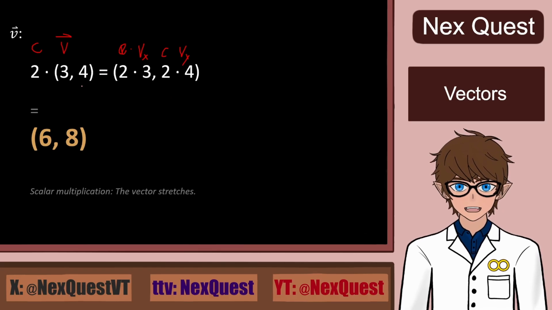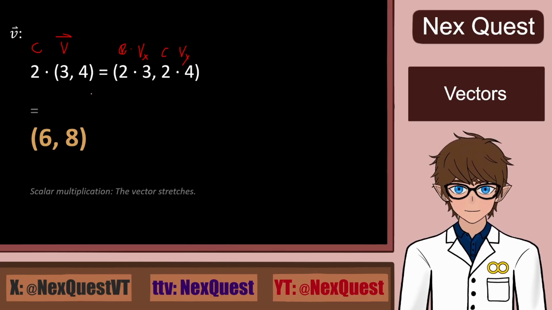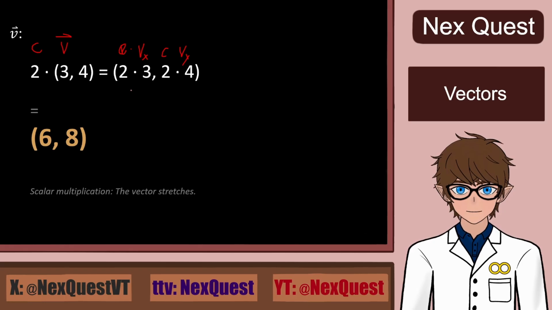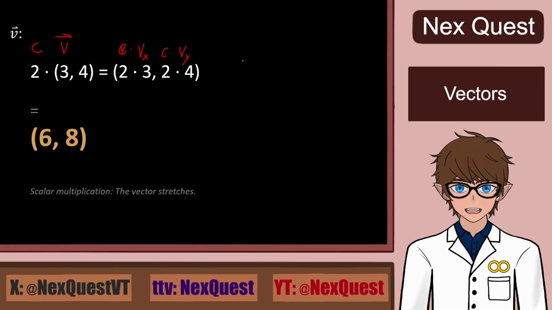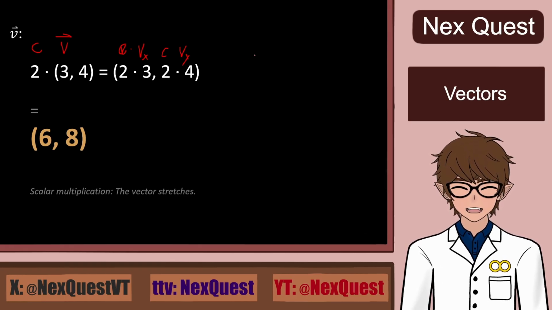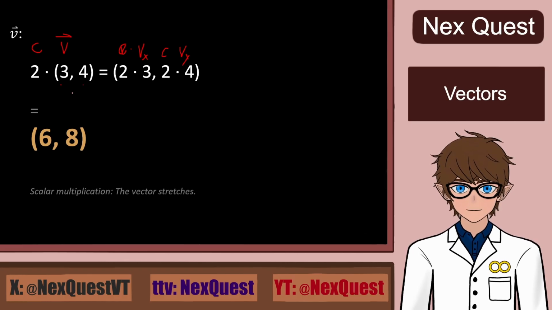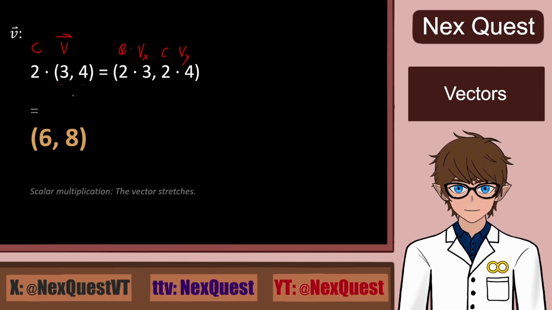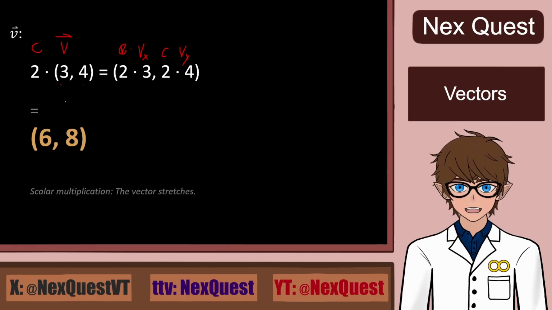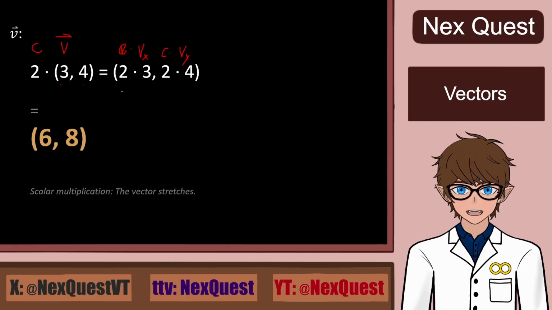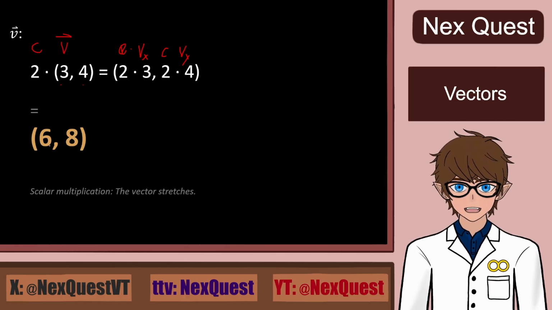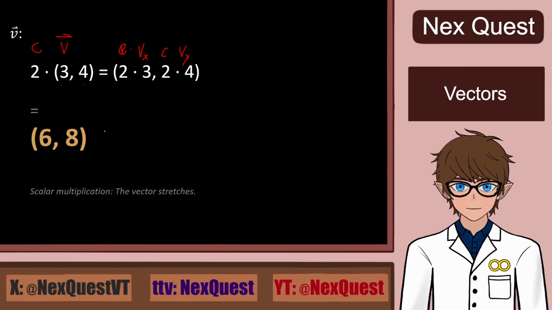Our original vector has coordinates 3, 4, meaning by the Pythagorean theorem, which is how we will determine the length, its magnitude is 5, because, well, 9 plus 16 is 25, square root of 25 is 5. If we double it all, the new length should be 10. And if we do 6 squared plus 8 squared, we get 100, which is indeed 10 squared.